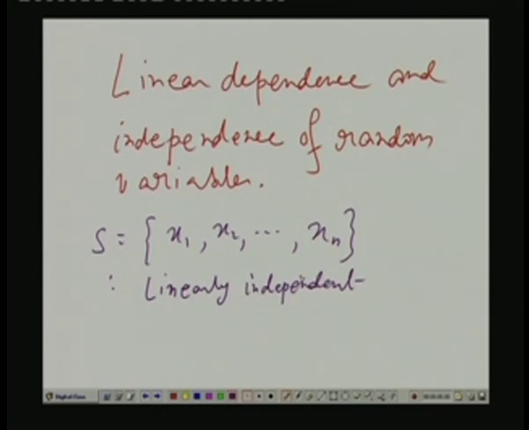If it is linearly independent, that means there is no linear relation involving these random variables. No random variable from x1 to xn can be written as a linear combination of the rest. Using linear algebra theory, it means that if you form a combination like a1 x1 plus a2 x2 plus dot dot dot an xn equal to 0, then the only way you can do it is by a1 equal to 0, a2 equal to 0, dot dot dot an equal to 0.